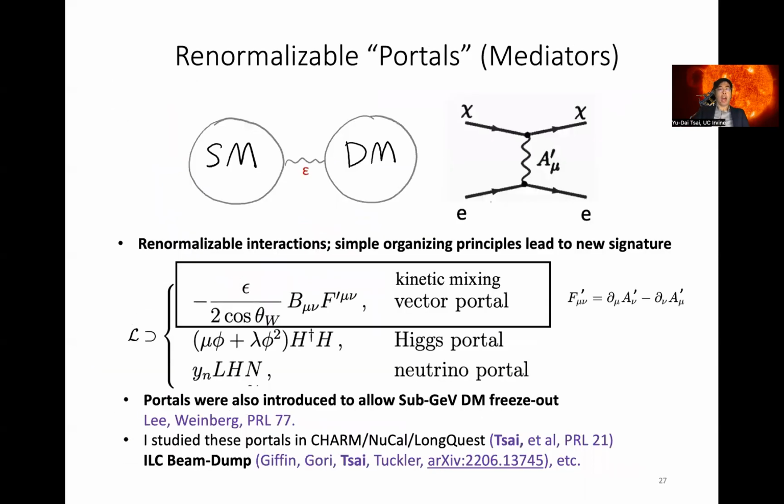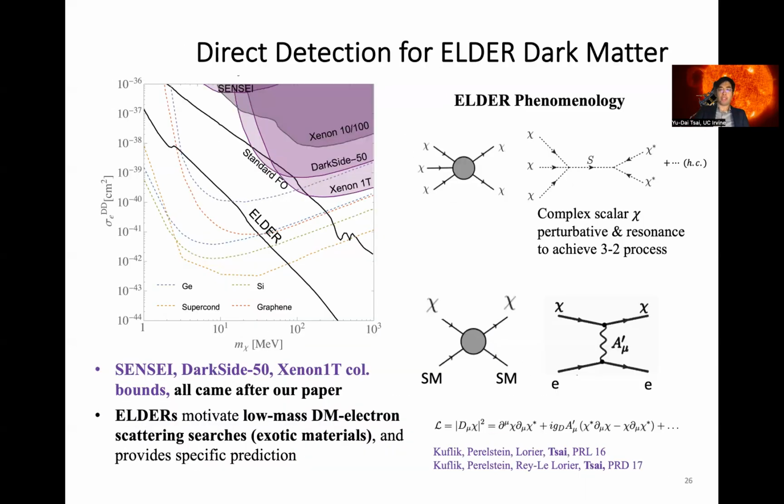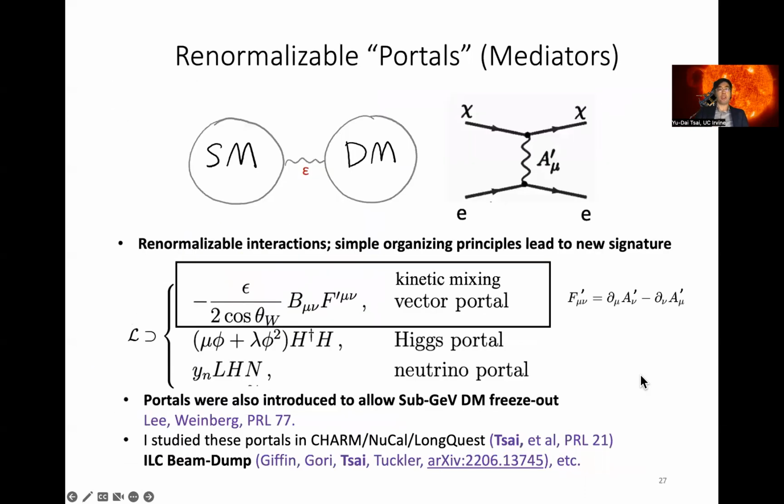Okay, why can this kind of dark matter couple to the electron? That's because you have something called portals. These 3 portals are the renormalizable portals, including the dark photon portal, Higgs portal, and neutrino portal. This was, of course, partially motivated by the sub-GeV dark matter freeze-out discussed by Lee and Weinberg.